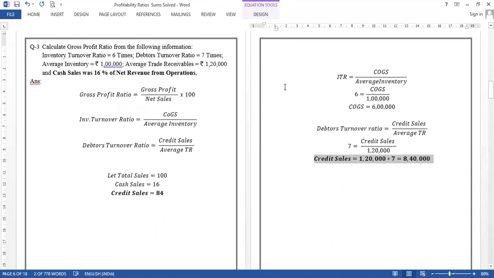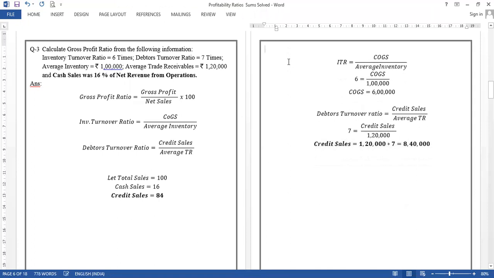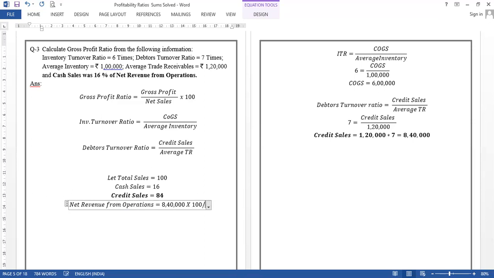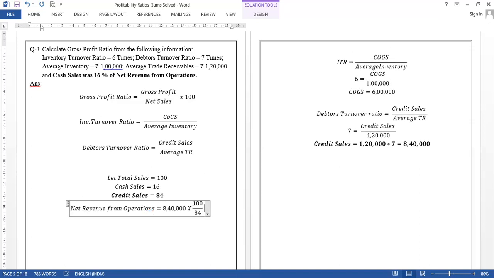So let us calculate the total revenue from operations, right? Net revenue from operations, or we can write net sales as well, will be equal to 8,40,000 into 100 divided by 84, right? So this will come to rupees 10 lakhs. So we have net revenue from operations as rupees 10 lakh.